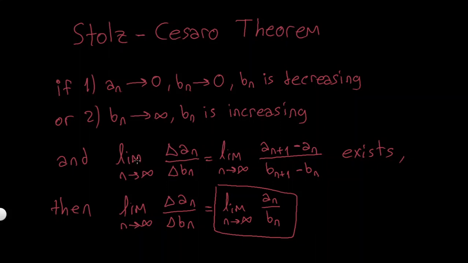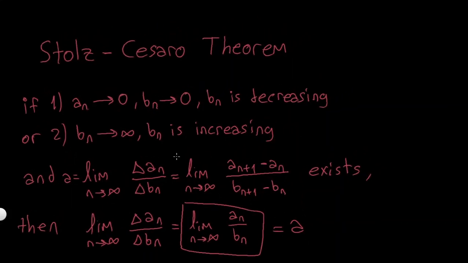This means that if we have this limit of an plus 1 minus an over bn plus 1 minus bn, if this limit exists, let's say it is equal to a, then this limit is equal to a. So it's really important. And so let's first talk about this delta.